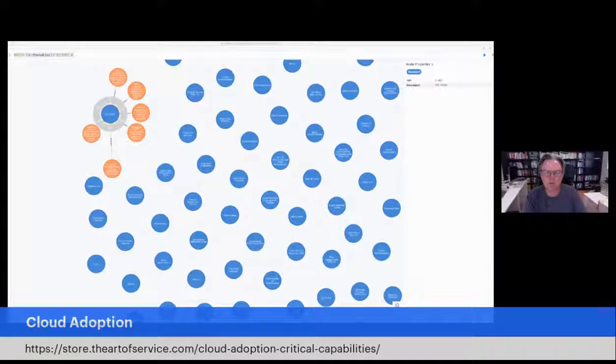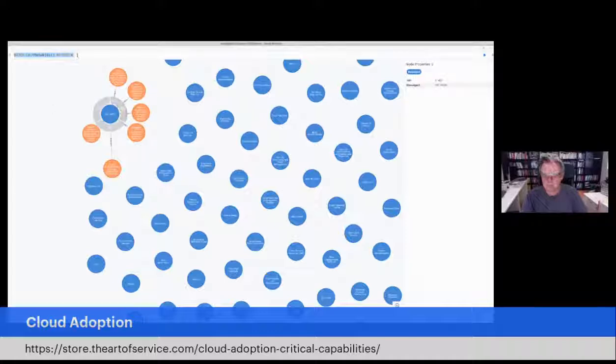Co-CEO of The Art of Service, and today we're talking about cloud adoption and the knowledge graph around cloud adoption and what there is to see. I got a question after yesterday's session, which is what do the balls mean and what do the colors of the balls mean. So let me give you a rundown of what's going on there.